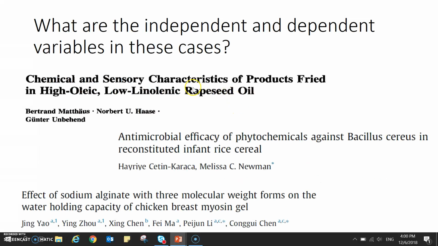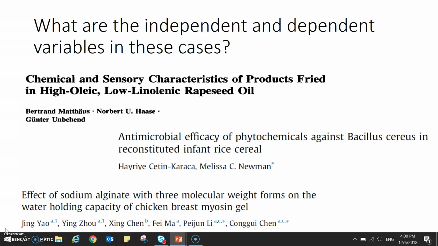Now, look at these three examples in three different research papers. What are the independent variable and dependent variable in each case? If you are not able to answer this question, please recap by reviewing the previous section again. Are you ready for the answer?